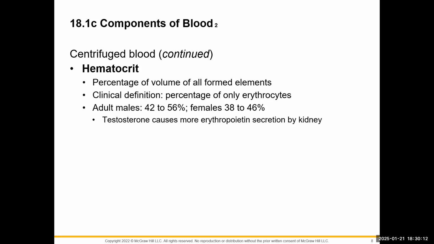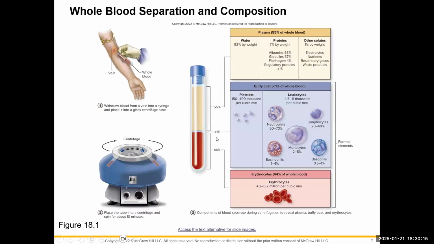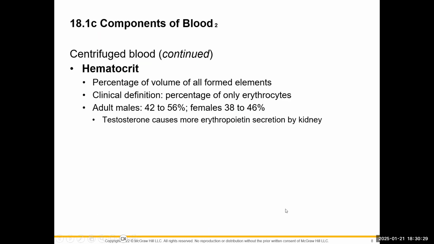But go back to this picture here. Check it out. See, less than 1% of your overall blood is going to be the blood formed elements other than the erythrocytes. The majority of the blood formed elements are going to be the erythrocytes there. So that's the reason why, for the clinical definition of hematocrit, we pretty much only pay attention to the erythrocytes. If you look at adult males, it's 42 to 56%, and females, it's 38 to 46%. And you can see below why that is, all right?